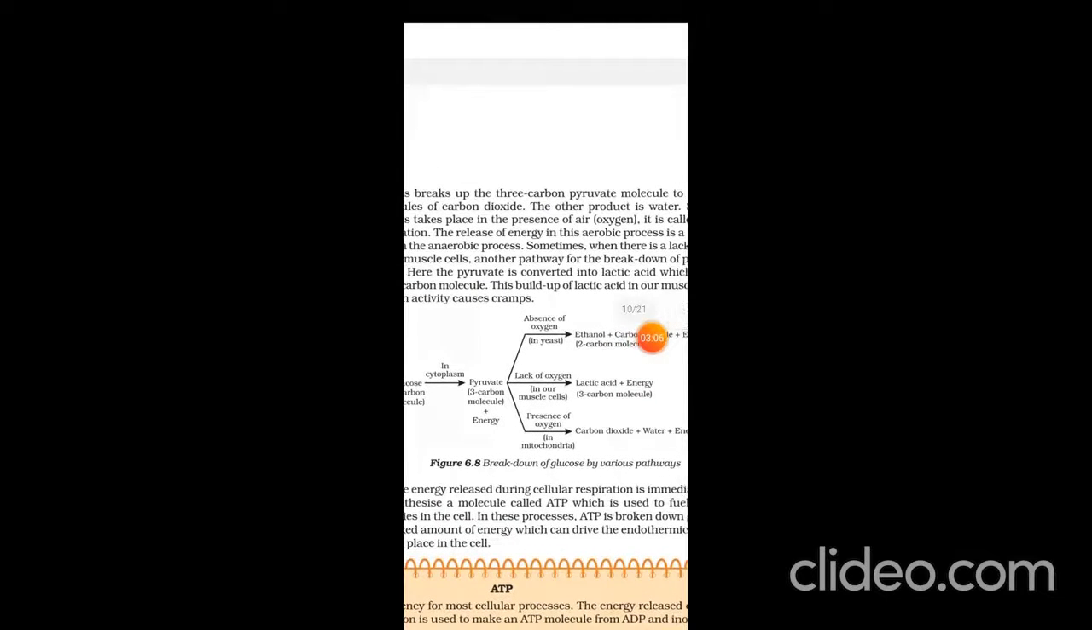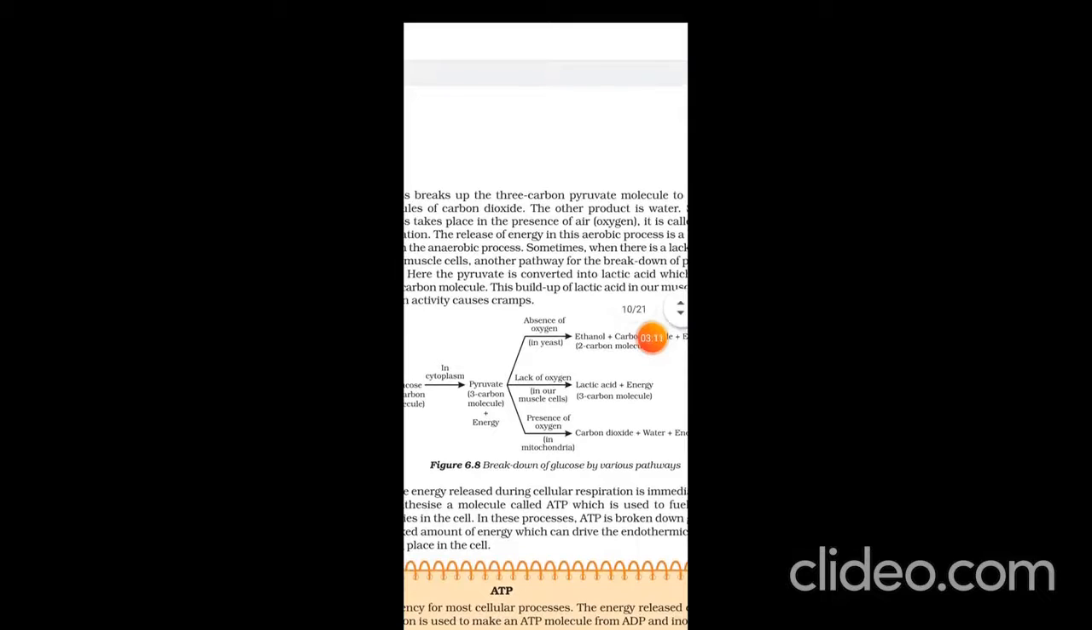Before undergoing those three energy processes, this glucose has to be converted into pyruvate, which is a 3-carbon molecule. Up to pyruvate, the process takes place inside the cytoplasm. After that, if there is more oxygen, that pyruvate will enter the mitochondria, where it will be converted into carbon dioxide, water and energy.